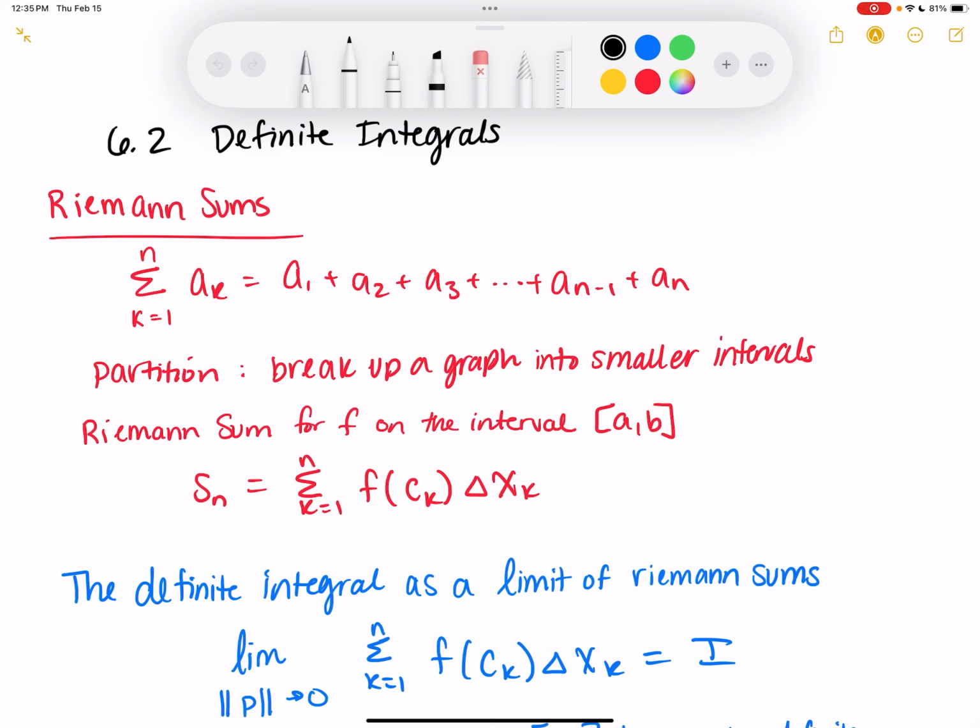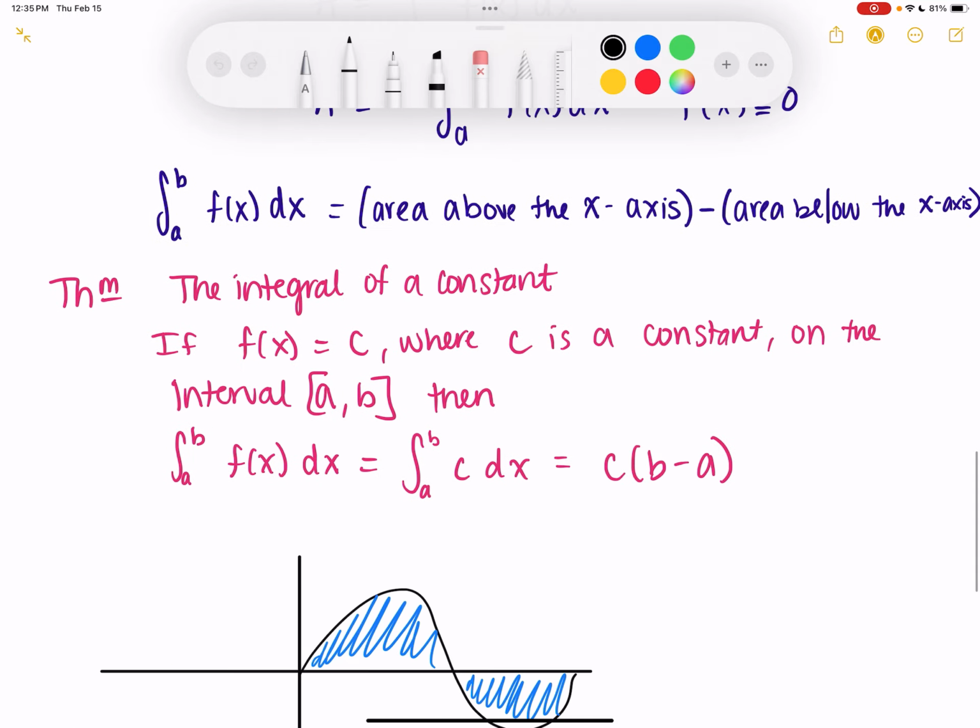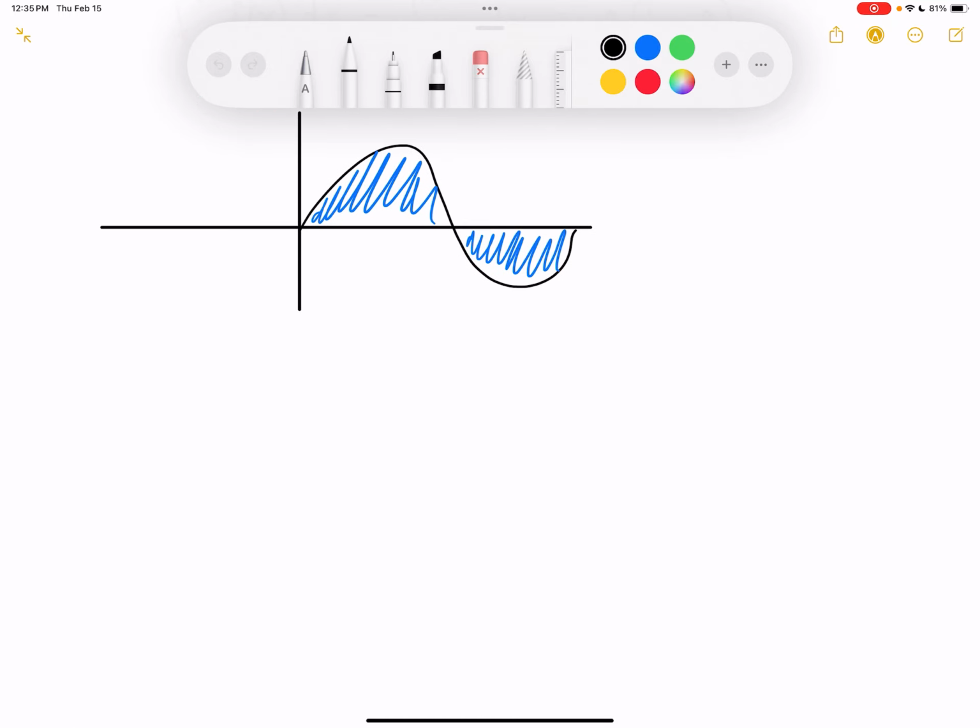Third bell. I'm so confused. Okay, so we're starting examples today.